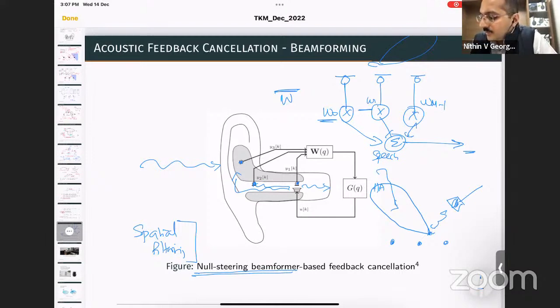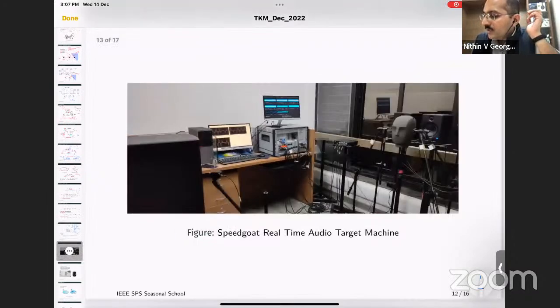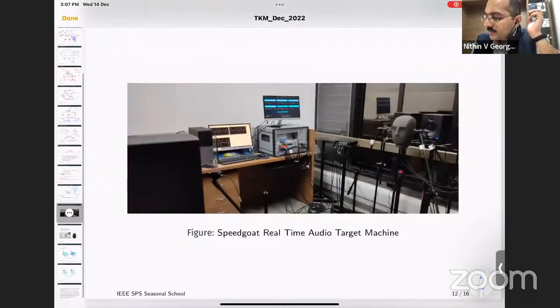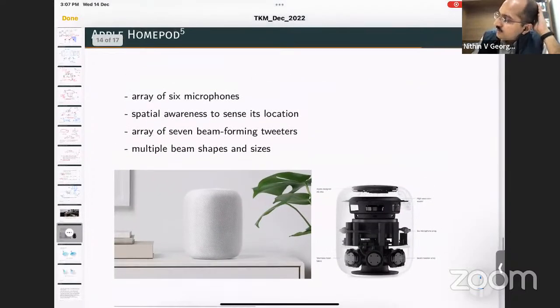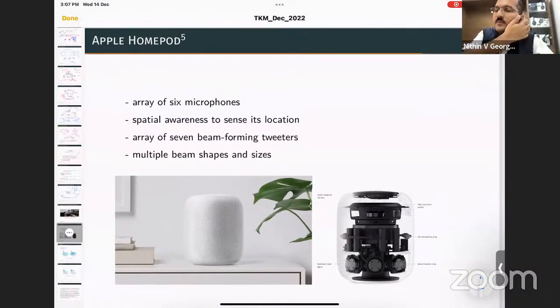Fine. Let me take two real life examples so that you get a sense of how these algorithms come in. This is just a setup to test the algorithms. This is an Apple HomePod. It is like the Amazon Echo. It has an array of 6 microphones. Even your Echo has an array of, I think, 5 or 6 or 7 microphones, correct?